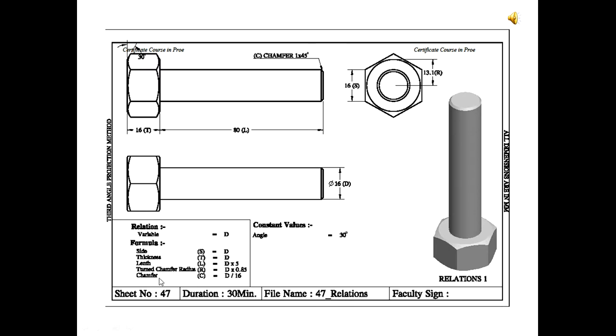As we see for the model of the bolt, the formulas are: S is equal to D. What is S? S is the side of the hexagon, which is equated to the core diameter of the bolt. So when the diameter of the bolt changes, say from 16 to 50 units, the side of the hexagon will also change to 50 units. The second formula is T is equal to D. Thickness of the bolt is equal to the diameter of the bolt.